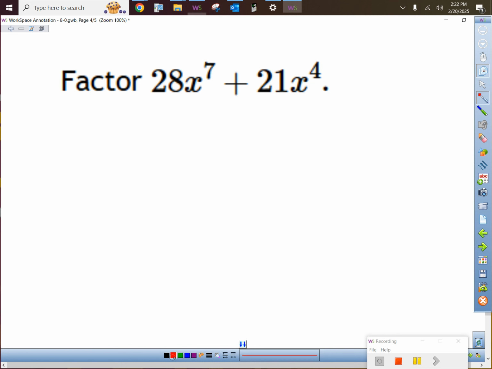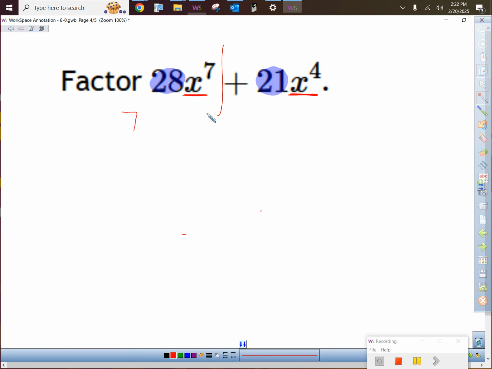So let's try this guy. Now here's a weird one, right? We got numbers, so 28 and 21. What's the GCF between those? I can factor out a 7. But you see how this has x's with it, and so does this, right?